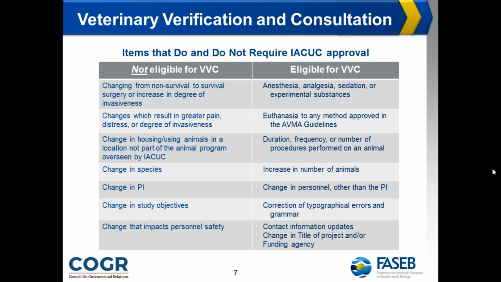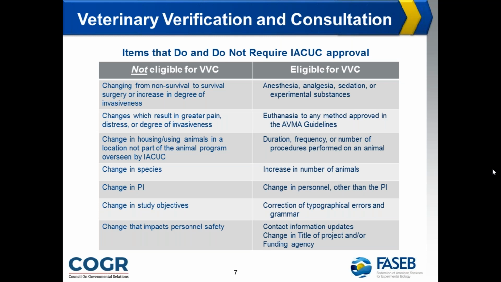You can have the veterinarian approve a change in euthanasia to an AVMA euthanasia guidelines approved method. Again, the veterinarian can do this on the spot. It happens quickly, within minutes, not taking the week or so it would take to run an amendment through even DMR. And you can also increase the frequency or the duration or number of procedures performed on an animal within, I'm emphasizing this, within the IACUC approved policy.